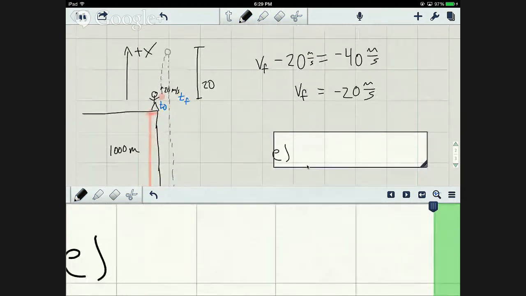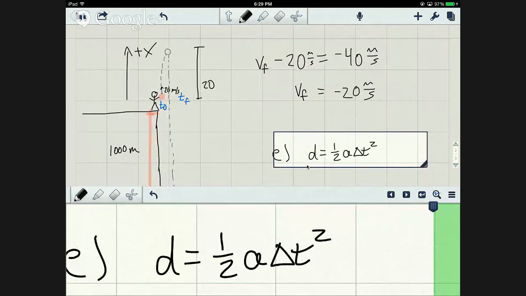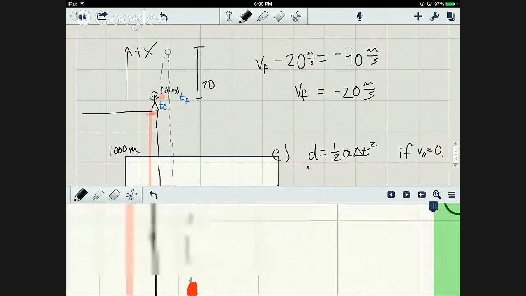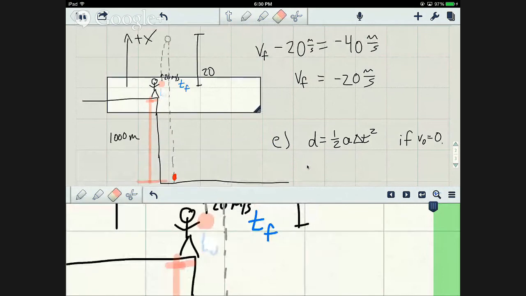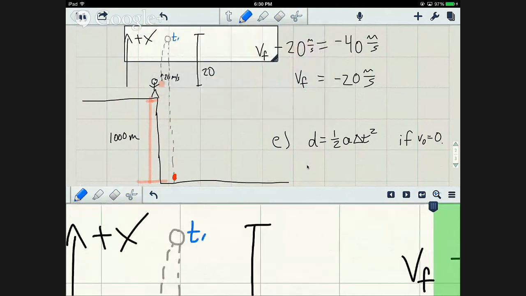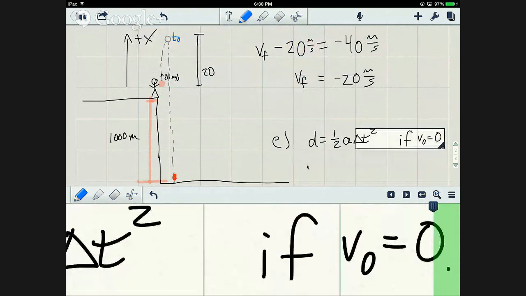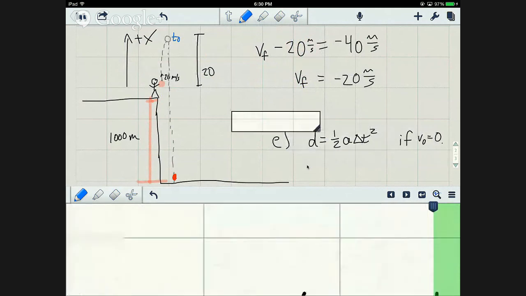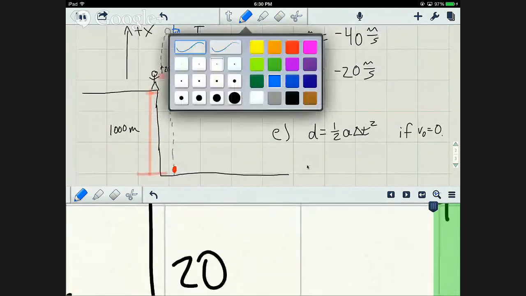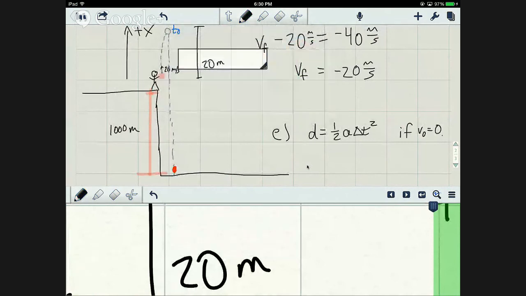And remember, to use this formula, d is 1/2 a delta t squared, we need to know that acceleration is constant, which it is in free fall, and that v initial is 0. So we need to pick t initial to be a time when the velocity is 0, which is going to be right here. And t final is the change in time, delta t. We want to correspond over when we travel a distance from t0 all the way to t final. It's 1,000 plus 20 meters, right? This picture is definitely not drawn to scale at all, but we get the idea.